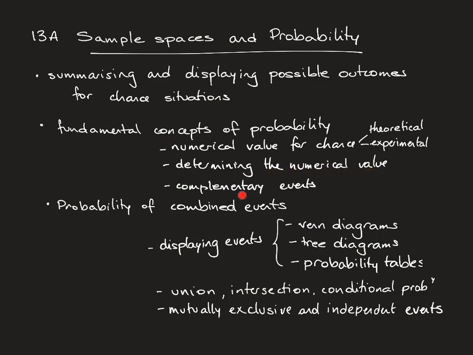We're going to look at the idea of what we call complementary events. We're also going to look at the probability of combined events and how we display these combined events using Venn diagrams, tree diagrams, and probability tables. We'll look at the idea of the union of particular events, the intersection, as well as touch very briefly on conditional probability. We'll look at what mutually exclusive events are and how they are similar and different from independent events. So that's lots of things to get through. So let's make a start by looking at some of the key terms.